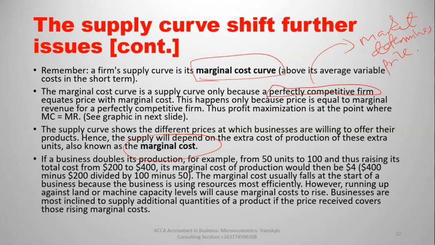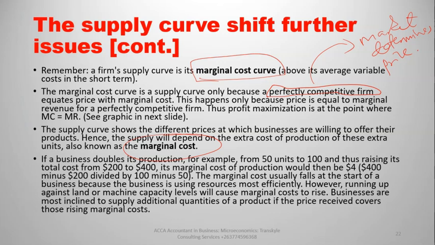How did we obtain the $4? We are simply saying that $400 minus $200. Okay, thus the new cost is now $400. All right, but which is shifted from the original $200. So that's 400 minus 200, all divided by 100 minus 50, and we get the marginal cost.